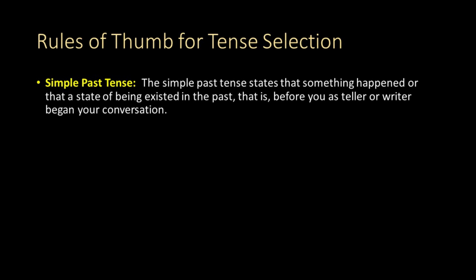Regarding simple past tense. The simple past tense states that something happened or that a state of being existed in the past, that is, before you as teller or writer began your conversation. It is the ordinary tense we use when humans tell stories to one another, and its interpretation does not require readers or hearers to perform any logical gymnastics. Make the simple past tense the go-to tense for narrative.